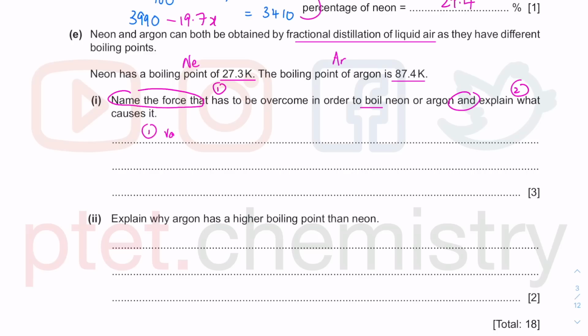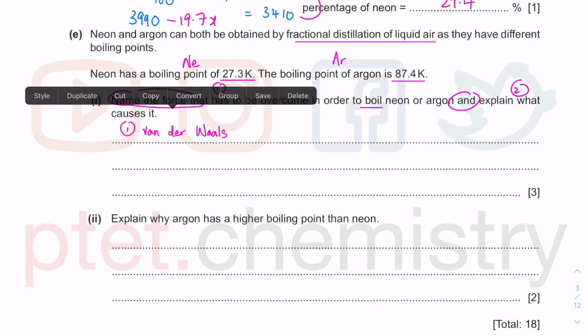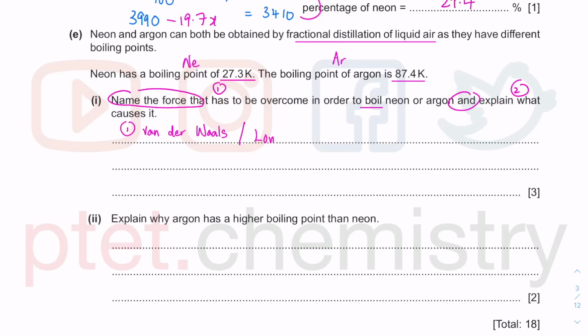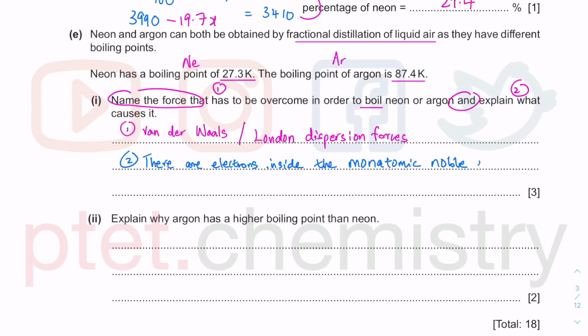So we are looking at something called van der Waals forces. In the new syllabus, in the 2022 new syllabus, they have changed these. Not really renamed, they just added a few things. You can call them London dispersion forces, or instantaneous dipoles, or temporary dipoles. They all mean roughly the same thing. Explain what causes it. So there are electrons inside the atom. So we're talking about the monatomic noble gases.